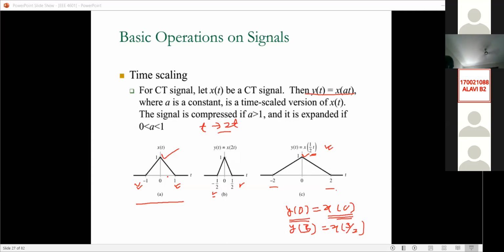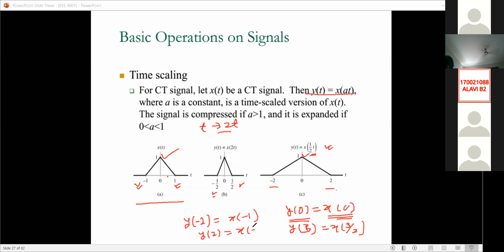Is there any value in this original figure at x(1.5)? Is there any value at t equal to 1.5? No, so zero. Then the value starts at what? If you want to calculate the value, then it starts at, for example, minus 2. That y(-2) would be equal to x(-1). Similarly, your y(2) would be equal to x(1).